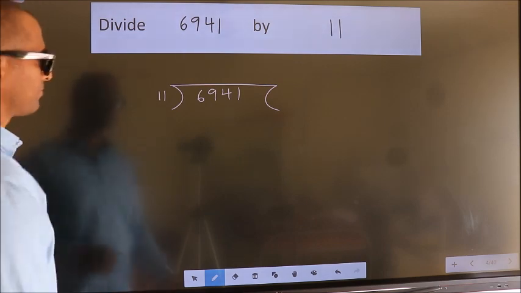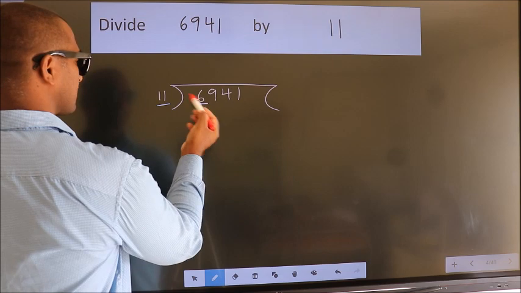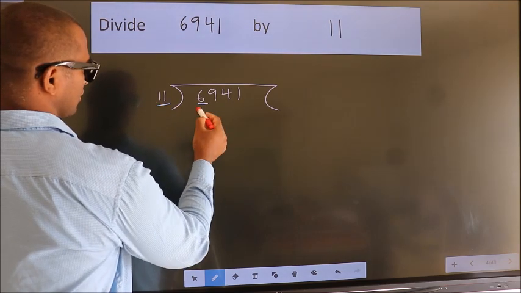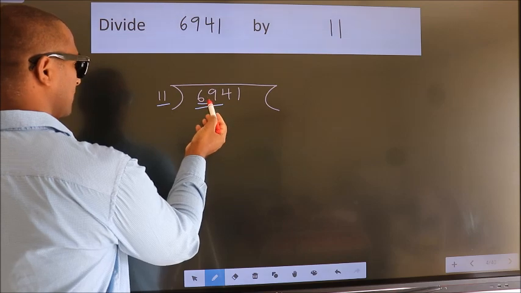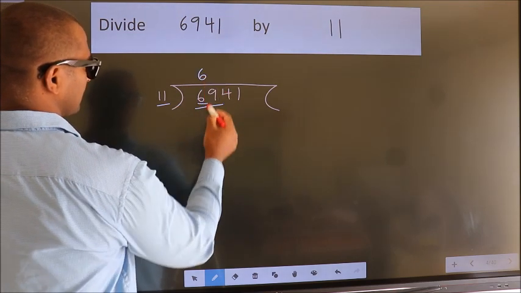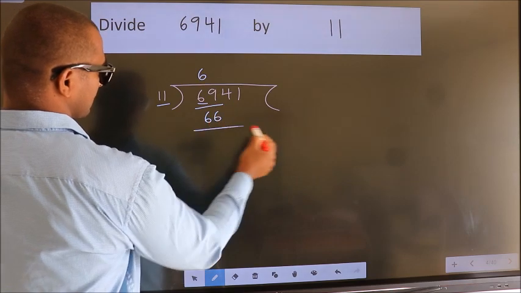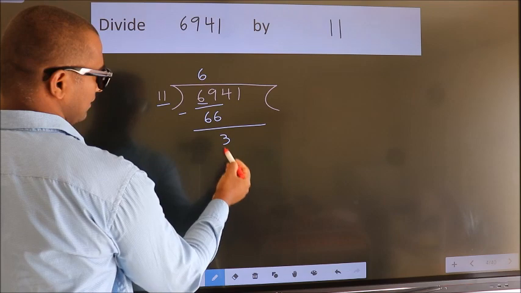Next, here we have 6, here 11. 6 is smaller than 11, so we should take two numbers, 69. A number close to 69 in the 11 table is 11 times 6, 66. Now we should subtract, we get 3.